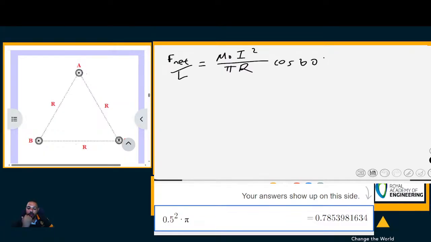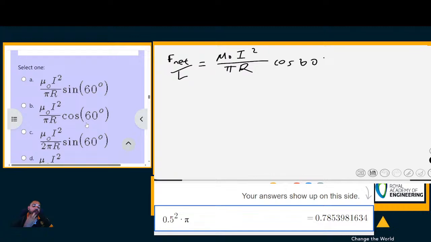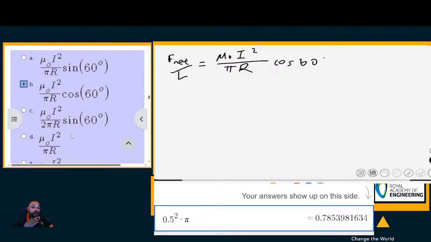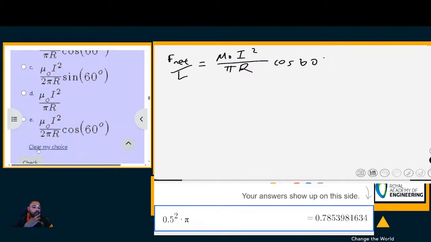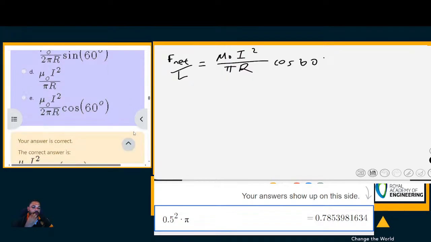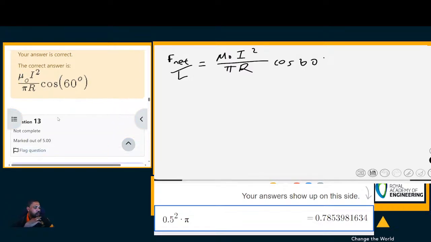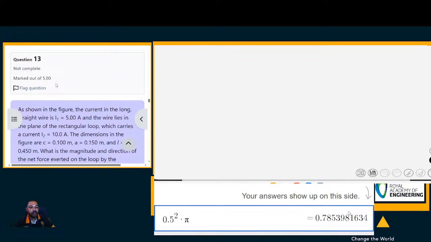So let's check if there is an option that provides us with that answer. So cosine 60 mu naught I squared by R. And let's check. Your answer is correct. Okay. So we have done that mathematics correctly.